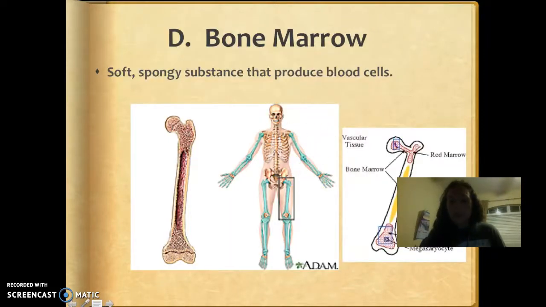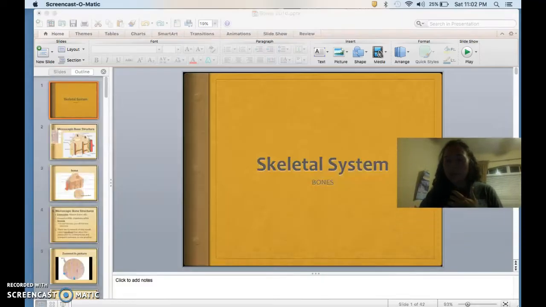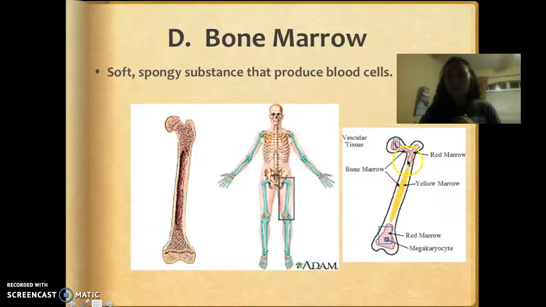If you took a bone and you cracked it in half, and you'll see this in the chicken wing dissection, you'll see something called bone marrow. Near the ends is your red marrow, and in the very center is your yellow marrow. What they do is they produce blood cells. We'll learn more about it in Unit 5, exactly what they produce and what's the difference, but for now, just know that it produces blood cells. Just know the difference between those.